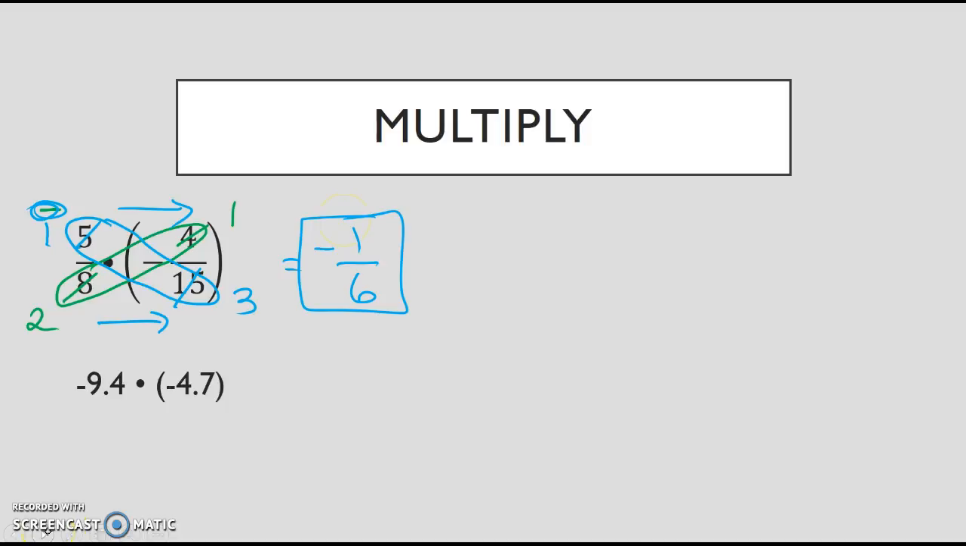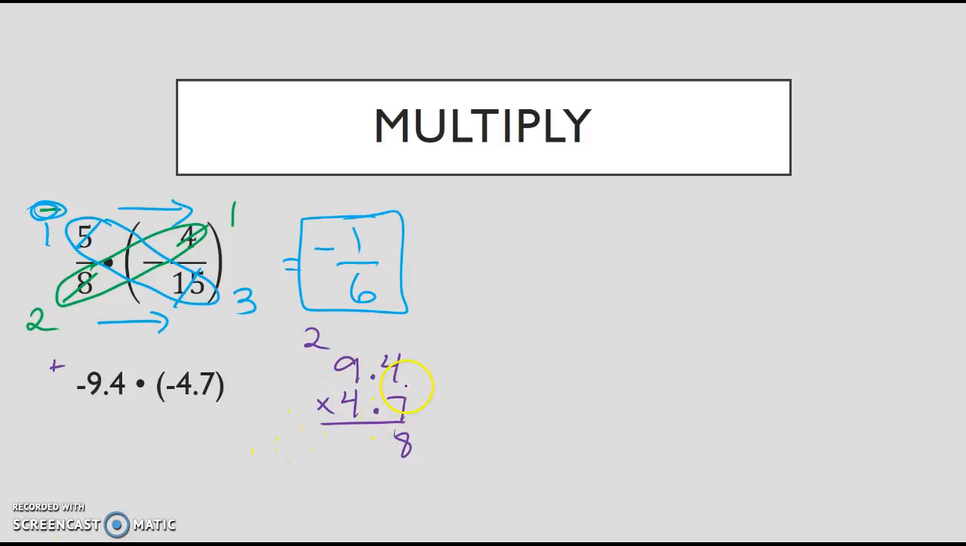Next problem here is -9.4 multiplied by a -4.7. So I'm going to stack these numbers, line up the digits, not the decimals. In this case, the decimals do end up lining up. And we have a negative multiplied by a negative, so we know it's going to be a positive answer. So then we just do regular multiplication.